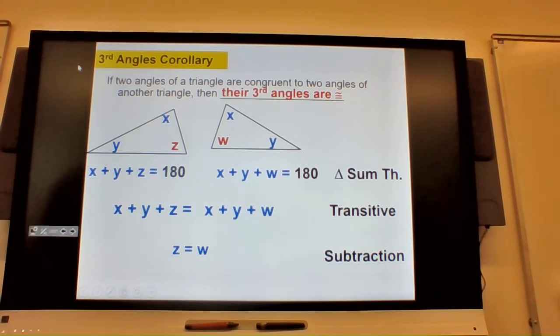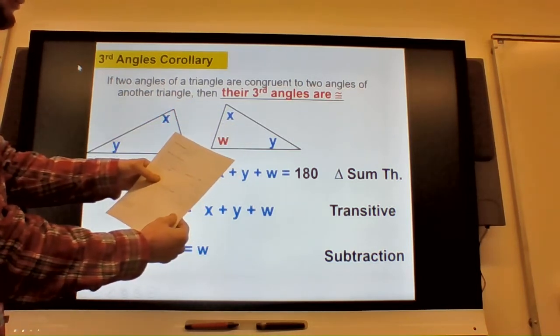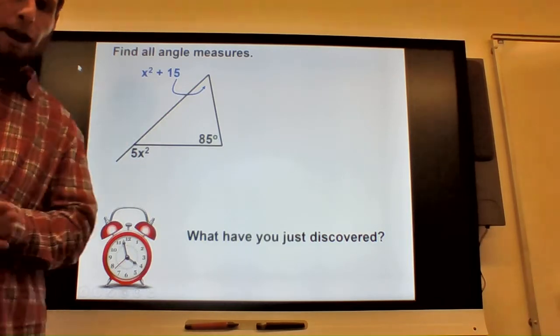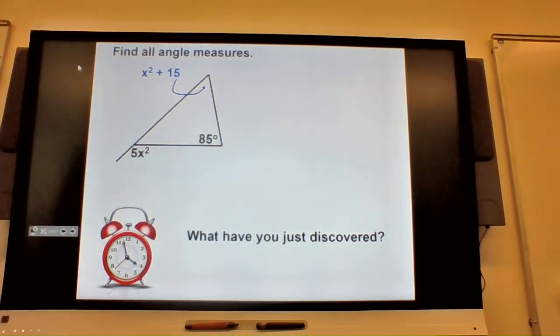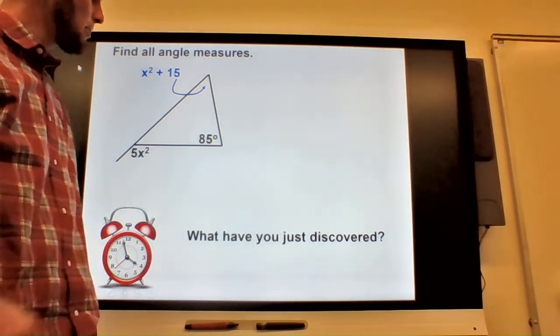We got one more proof on the back of your paper. Take your paper. Yep, one more. I like to do this one first by giving you an algebra problem. And at the end of this, you're going to discover a theorem that you probably didn't already know about. Maybe you did know about it.